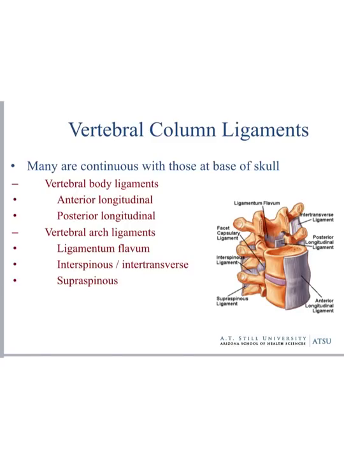The vertebral column has several important ligaments. Now, many of these ligaments are continuous with those at the base of the skull, which we will talk about on Monday. However, for now, we should understand that the vertebral body has two ligaments, the anterior and posterior longitudinal ligaments, and the vertebral arch has four ligaments: the ligamentum flavum, the interspinous, the intertransverse, and the supraspinous ligaments.